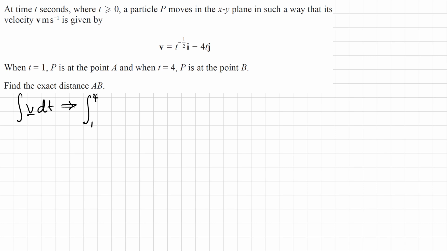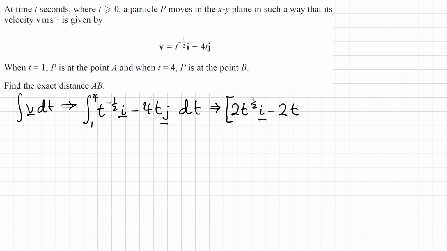So 1 and 4 are limits, so we want to integrate t to the negative a half i minus 4t j with respect to t. If we do that, add 1 to the power, divide by the new power, so we will get 2t to the half i minus 2t squared j, and our limits are 1 and 4.